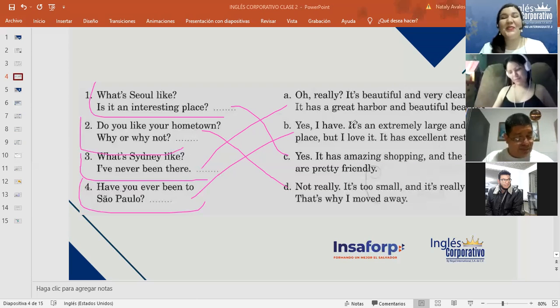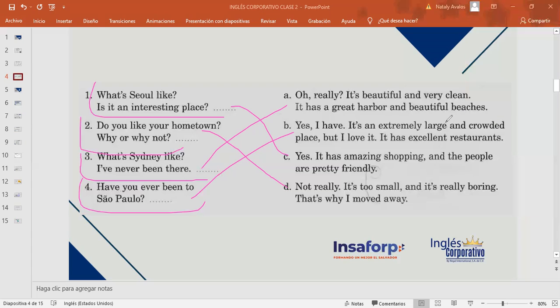So that's the meaning. When you say, what's Seoul like? Is it an interesting place? You are asking just a yes or no question, right? Yes, it has amazing shopping and the people are pretty friendly. Do you like your hometown? Why or why not? In this case, you are asking for a reason, right? Not really. It's too small and it's really boring. It's like, nothing interesting happens here, right? That's why I moved away, right?